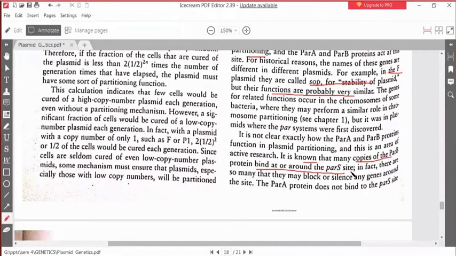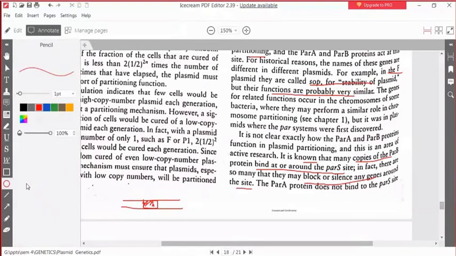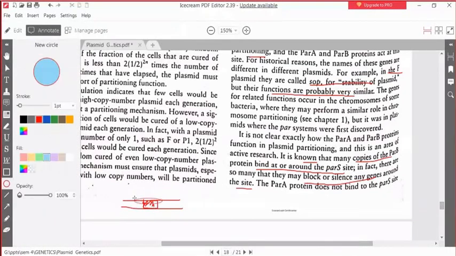The PARS site is the site which is absolutely present in the plasmid, and many copies of the PAR B protein might work there. So many PAR B proteins can bind to the PARS site that they may block or silence any gene around the PARS site. That means you cannot see PARS. So this is the DNA, say, and this is the PARS site, and so many PAR B proteins actually bind together that you are unable to see any PARS.